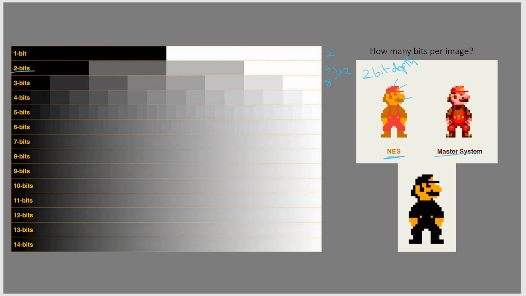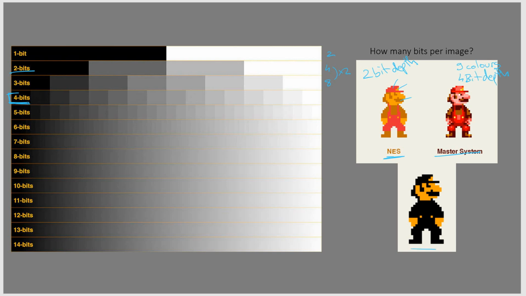For the Master System Mario is using 9 different colors, and to represent 9 colors, we would need to use 4-bit depth. Now, unfortunately, we can't use 3 bits here because 3 bits is only capable of representing 8 colors. And even though there will be some extra patterns in your 4-bit depth, which will not be used to represent colors, this is still the most efficient one to use. So for the 9 colors, for the Master System Mario, you would need to use 4-bit depth color.